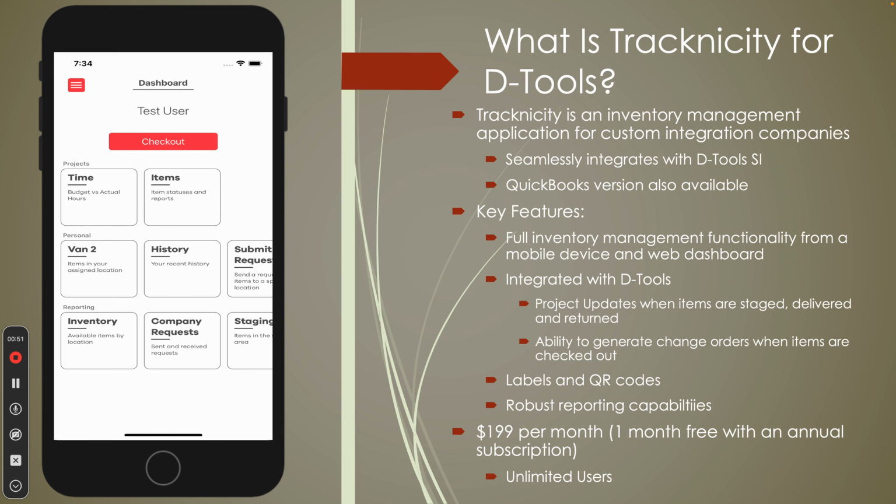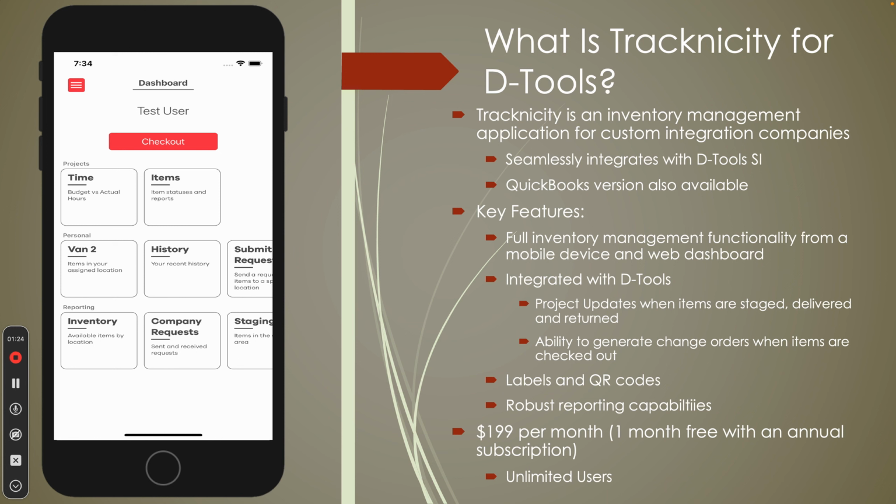So we pull your product catalog, your projects, your purchase orders, everything that you're doing in DTools, we pull those into Tracknicity, and then we can update those items in the project when items are staged, when they've been delivered to a job site, and if they get returned. So you can check your inventory in DTools via Tracknicity. You can update items. You can process change orders via Tracknicity when an item gets added back in. So there's lots of integrated features that we'll go to here in just a minute.